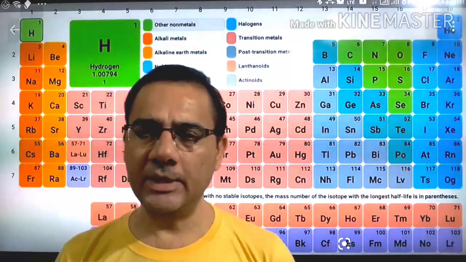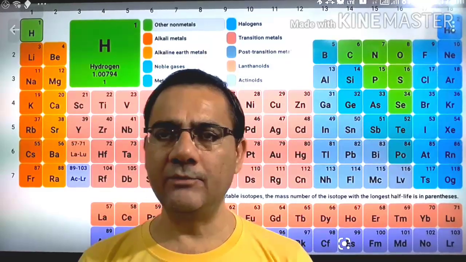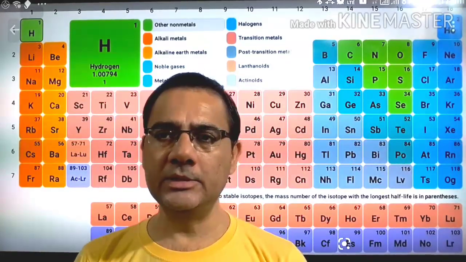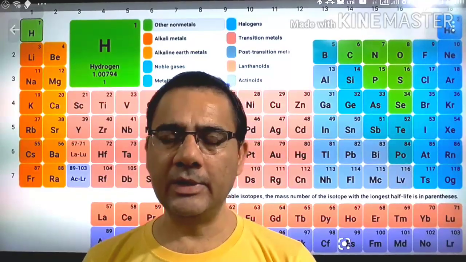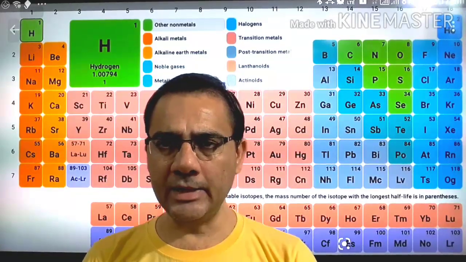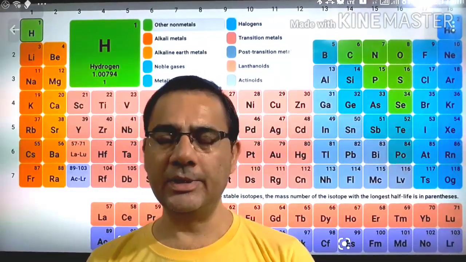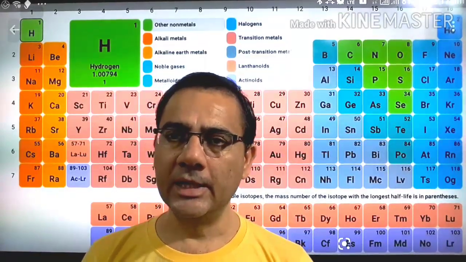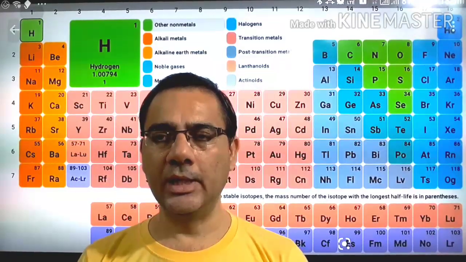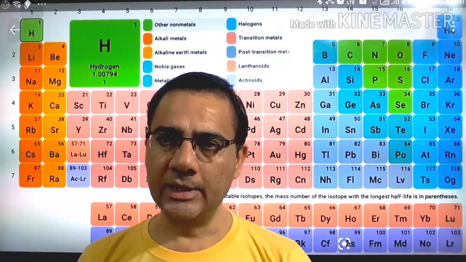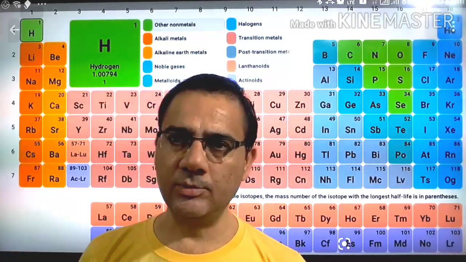The octet rule says those elements which have 8 electrons in the outermost shell are stable, and the rest of the elements which do not have 8 electrons, meaning they have 1 to 7 electrons in the outermost shell, are very unstable. If they are unstable, they want to make stability. And how do they make stability? They try to make the electrons 8 in the outermost shell. If they have 1 electron in the outermost shell, they try to make 8 electrons. If they have 2 electrons in the outermost shell, they try to make 8 electrons.